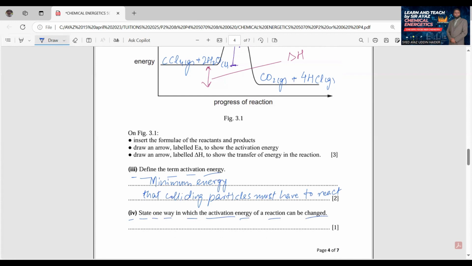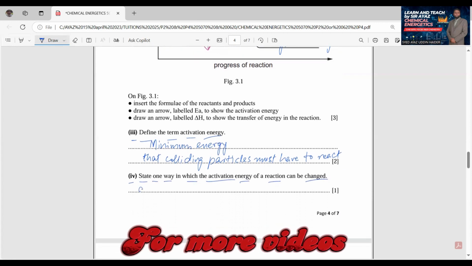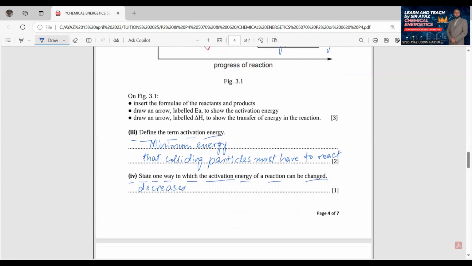Number 4. State one way in which the activation energy of a reaction can be changed. Now you can decrease activation energy by adding a catalyst. So you write decreased by adding a catalyst.